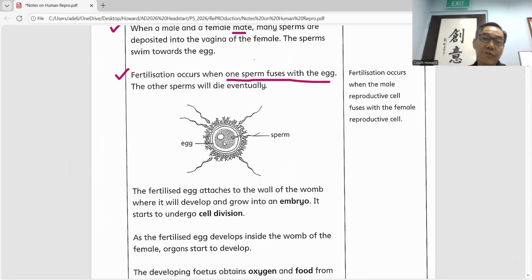Then the other type is fraternal twins. Fraternal twins mean two sperms fertilize two eggs. So when the children are born, it can be one boy, one girl. It can be both girls or both boys.